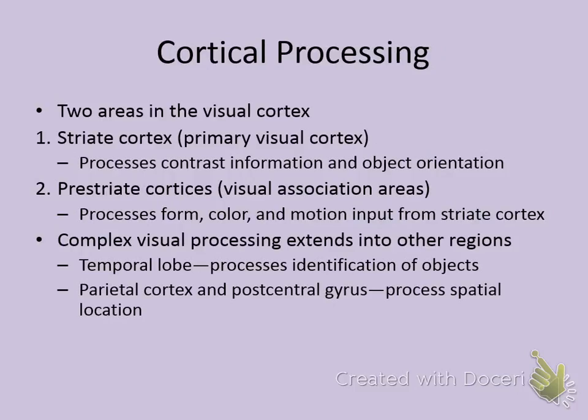Cortical processing, we process all this information that comes into our brain. The outside of our brain takes this information and says, aha, I remember that, or this is something new, what is this? And we start to imprint on our brain what those images are.